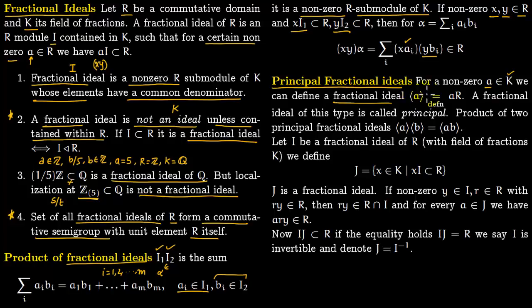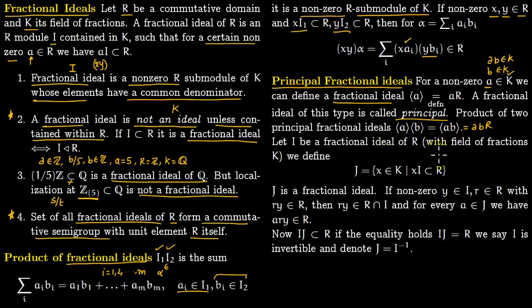So this is generated by a single element. A fractional ideal of this type is called principal. So if you are given a in K, you can also have the product of two principal fractional ideals. You say a times b, you can define it as ab in R. Now again notice that b lies in K, so you can also say that ab lies within K. So this ab is also now a non-zero element of K.